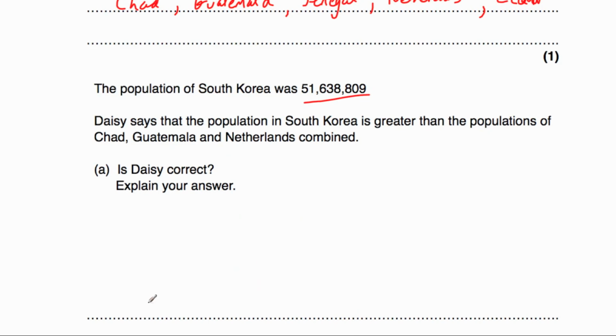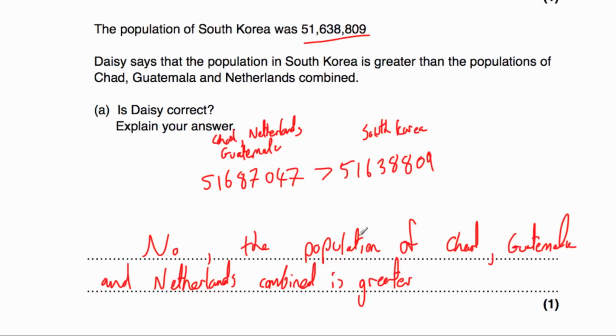So is Daisy correct? No. And I've just explained, no, the population of Chad, Guatemala, and the Netherlands combined is greater than South Korea's. And there's our numbers just showing that their population is greater than the population of South Korea. Okay, our next question, our last question.